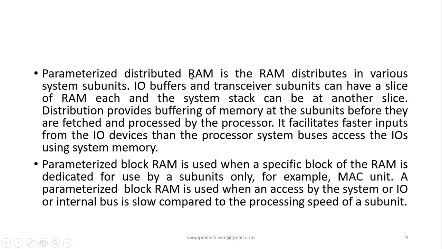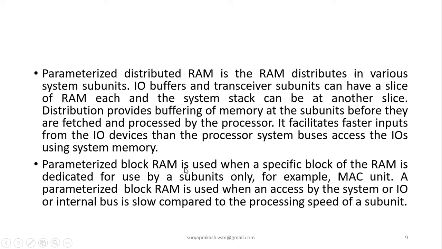Parameterized distributed RAM is RAM distributed in various system subunits. The I/O buffer transceiver subunits can have a slice of RAM each, and the system stack can be at another slice. The distribution provides buffering of memory at subunits before they are fetched and processed by the processor. It facilitates faster inputs from the I/O devices than the processor system buses accessing the I/Os using the system memory.